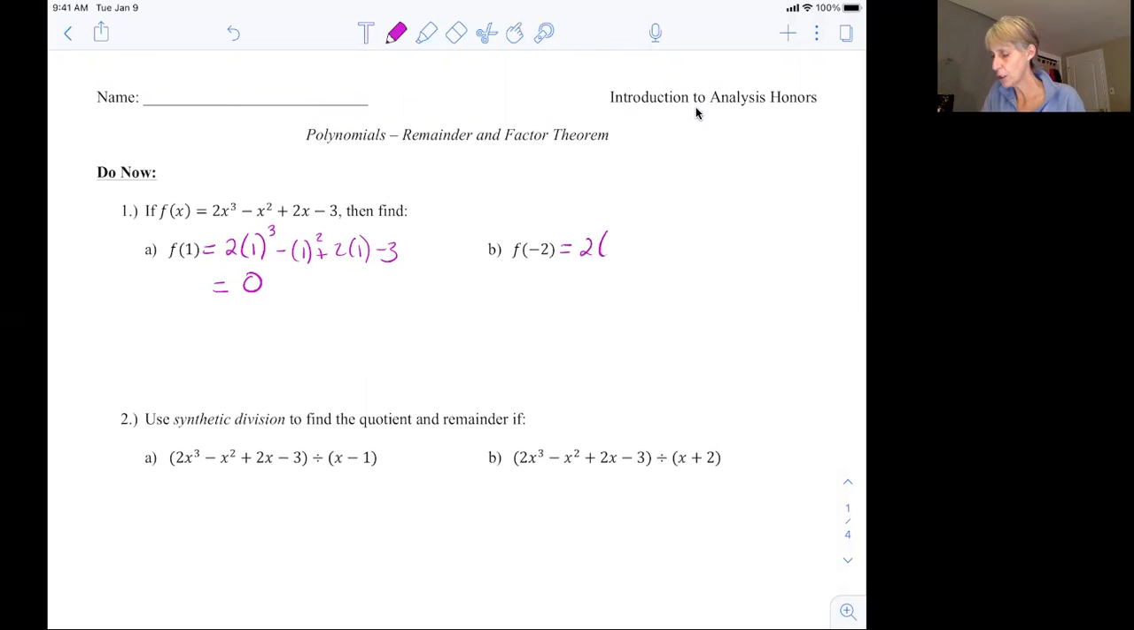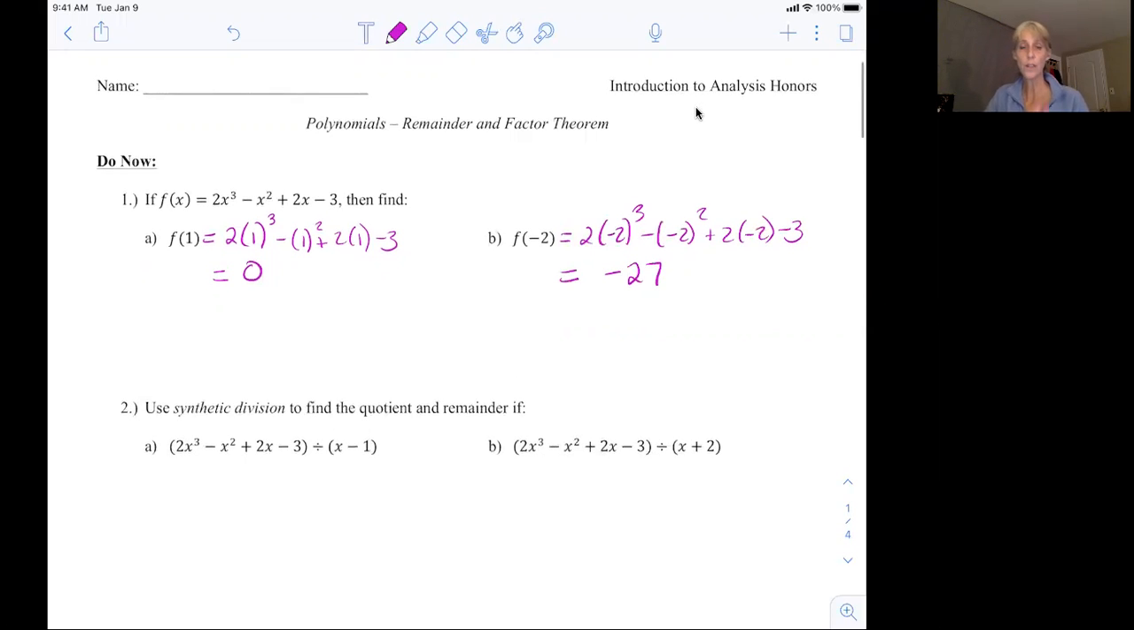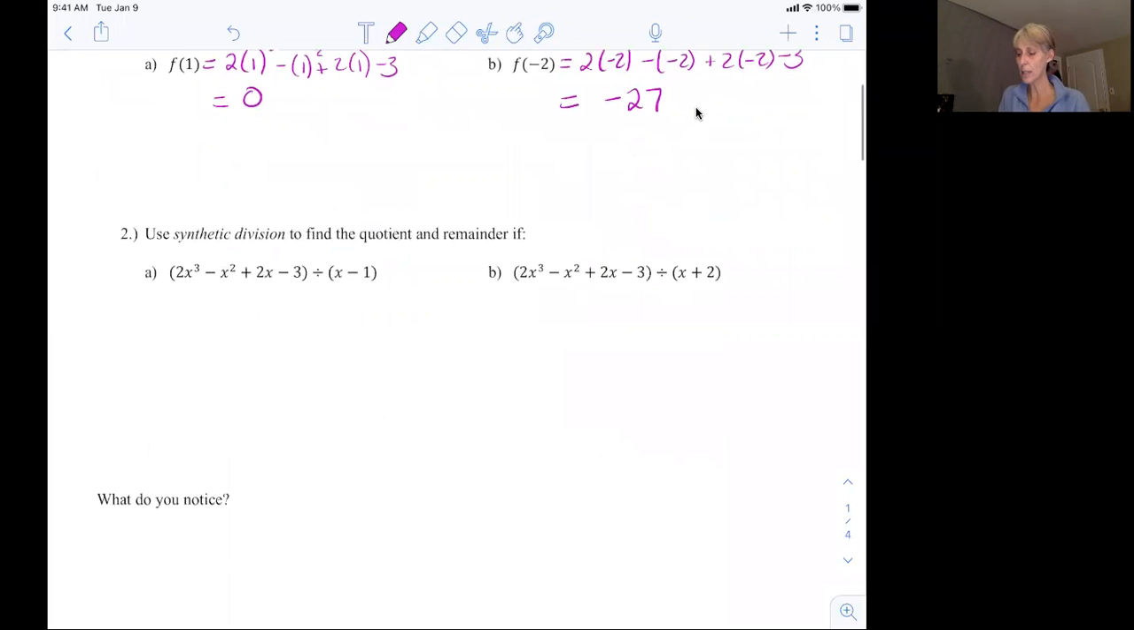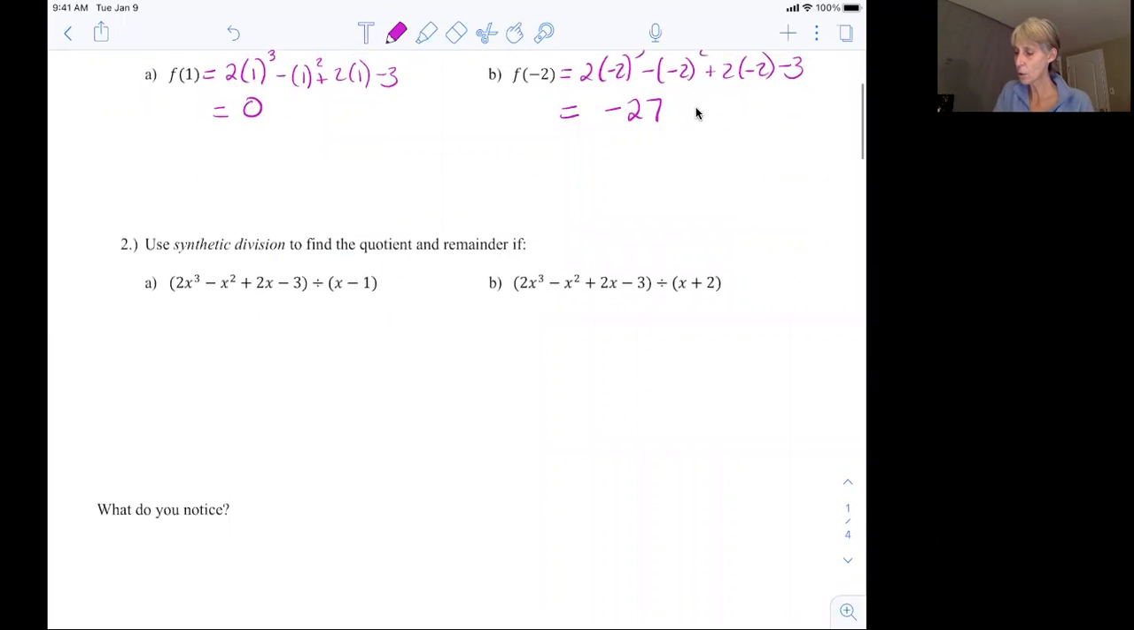When I plug in negative 2, I'm sorry. Okay, after you evaluate that, you should get negative 27. So if you want to pause the video and do that and make sure you get those two numbers, that's fine. Okay. Now we're going to use the synthetic division to find the quotient and remainder.